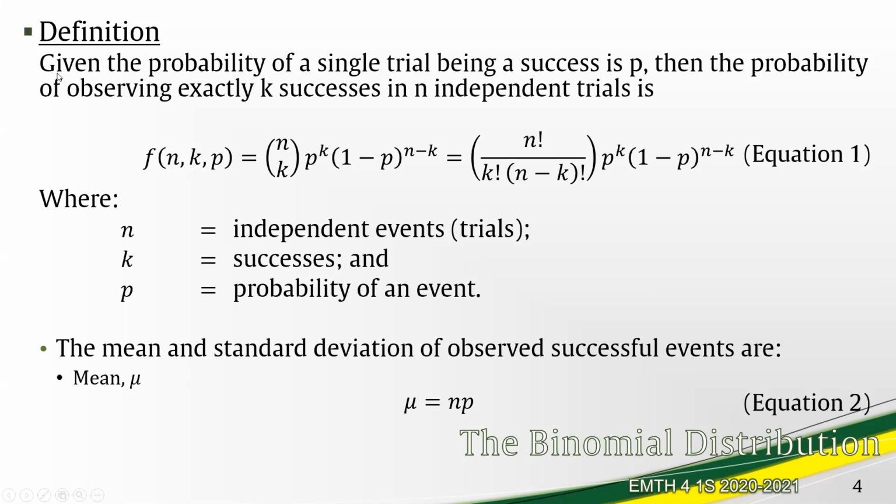So you have the definition over there. The binomial distribution describes the probability of having exactly k successes in n independent events with a probability of success p. The number of scenarios is multiplied by the probability of the scenario. The number of scenarios is the number of ways to arrange k successes in n trials.